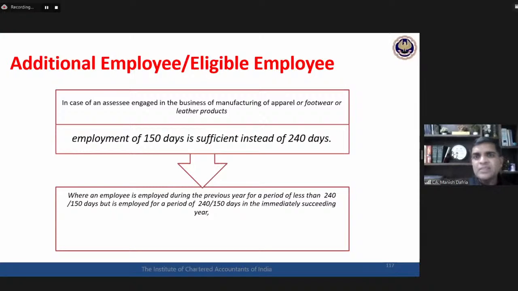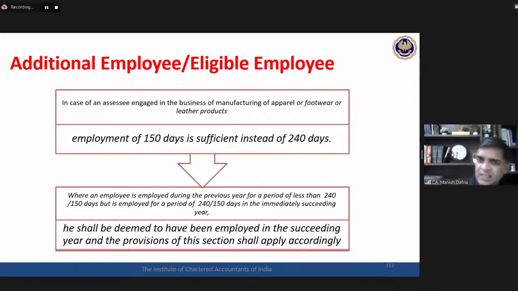So when an employee is employed during the previous year for a period less than 240 or 150 days, but he is employed for 240 or 150 days in the next year, he shall be deemed to have been employed in the succeeding year, and the provision of the section shall apply from the second year onwards. Okay. So this is the 240, 150 days issue.